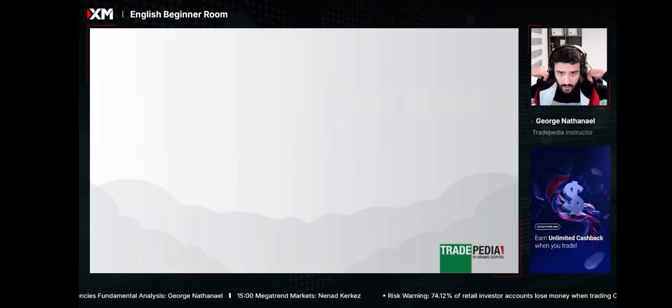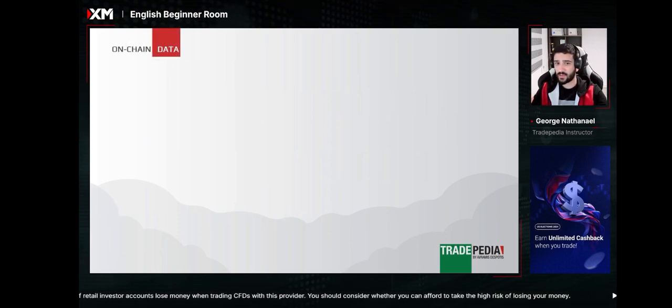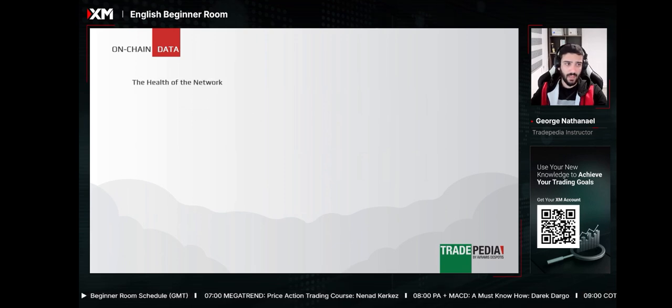Now, the on-chain data, guys, includes the information for occurred transactions of a certain blockchain network, or put differently, all information recorded and stored on the blocks of the blockchain. Now, this data can reflect the information regarding the health of the network, the buyers and sellers behavior, and data helpful in the crypto asset valuation.